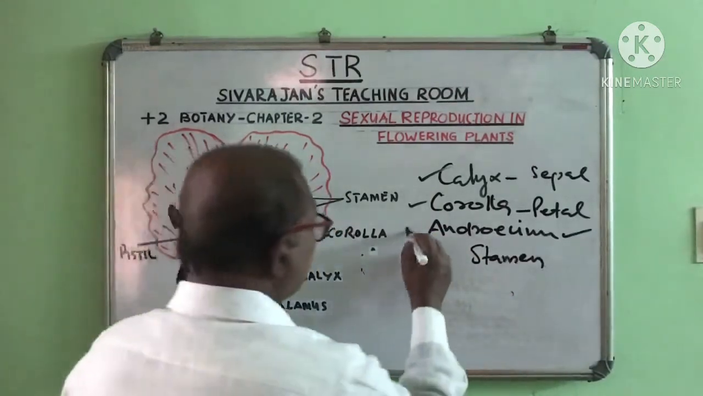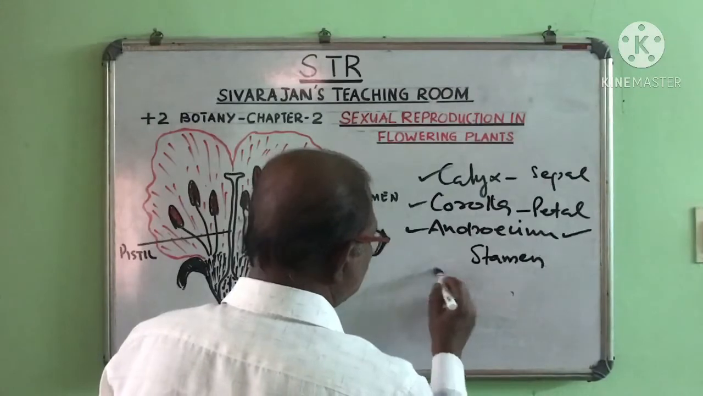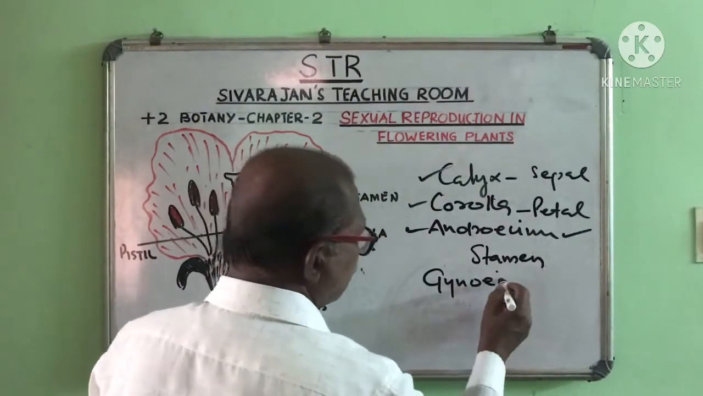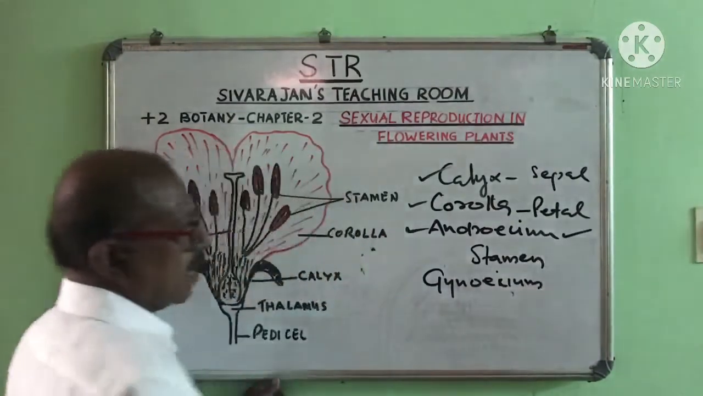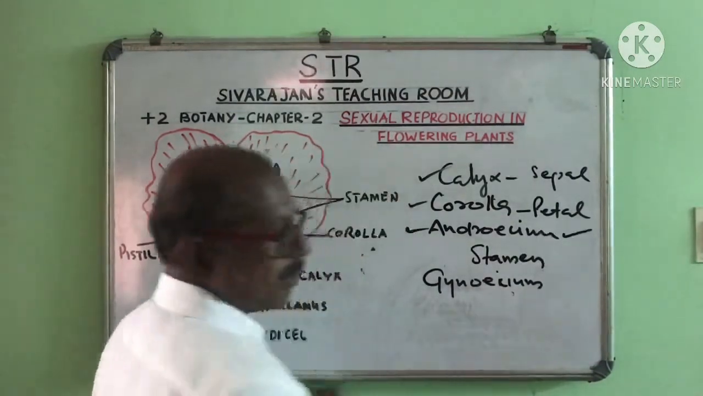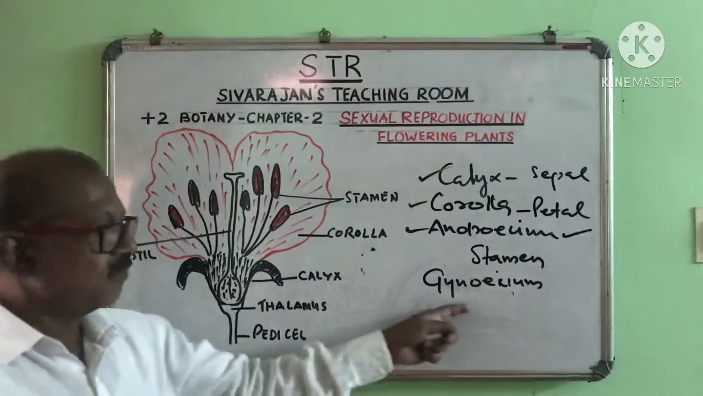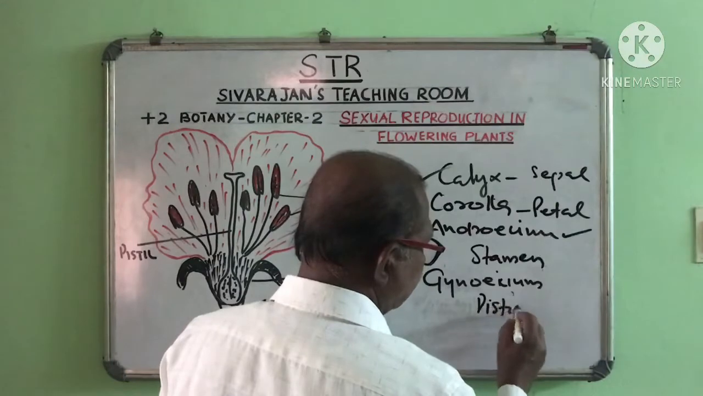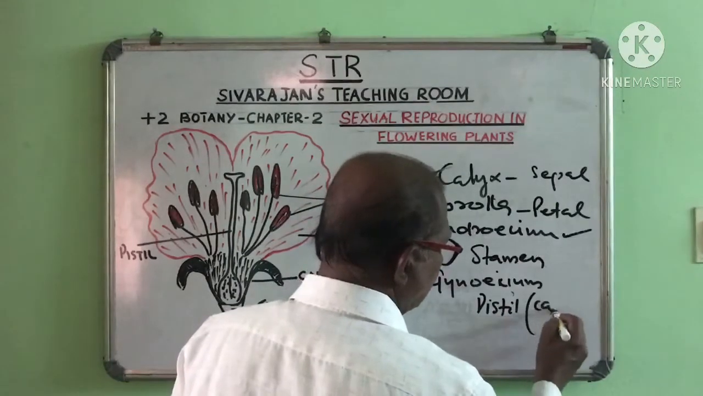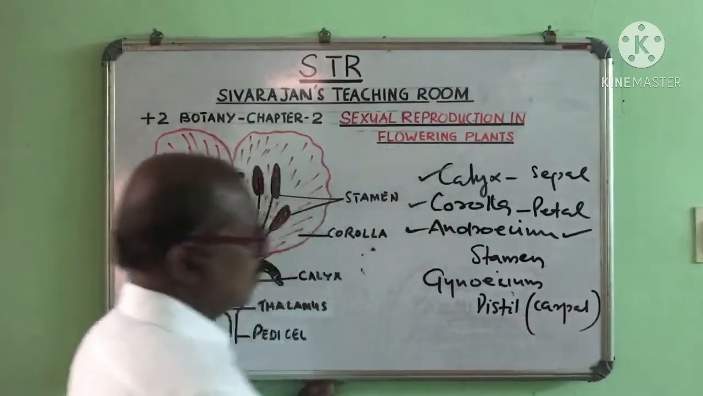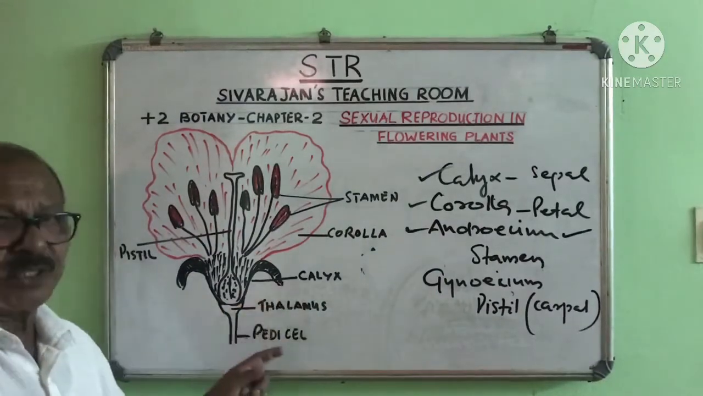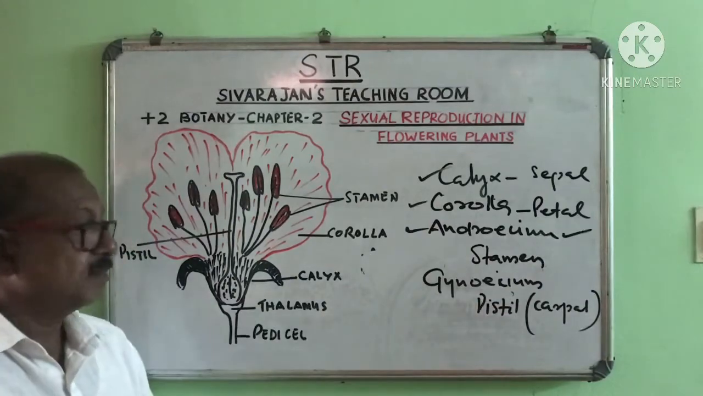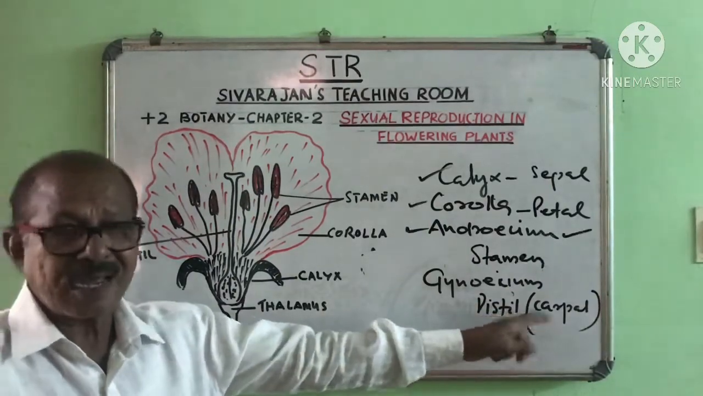The innermost part is the gynoecium. Gynoecium is the female reproductive part. It is also called as pistil or carpel. So the gynoecium is the innermost part, and it is the female reproductive part. It is also called the pistil or carpel.